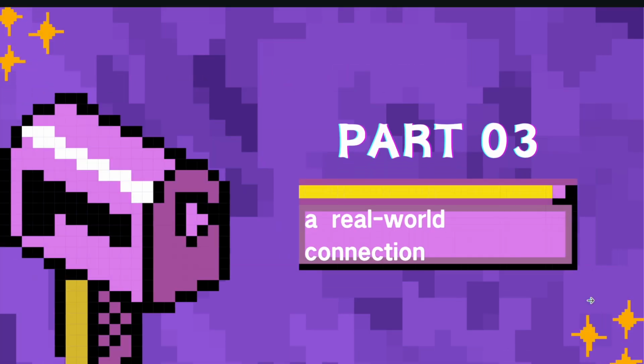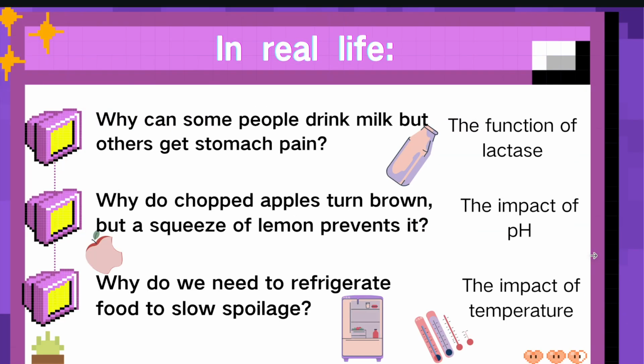So here, after we learn about the enzyme, we can understand these questions in our real life. So why do some people drink milk but others get a stomachache? That is because of the function of lactase, which is a kind of enzyme to digest lactose. Why do chopped apples turn brown but a squeeze of lemon prevents it? That is because of the impact of pH. With a squeeze of lemon, the pH will be decreased, and in a low pH condition, the enzyme cannot act as usual, and the reaction rate will also be slowed down.